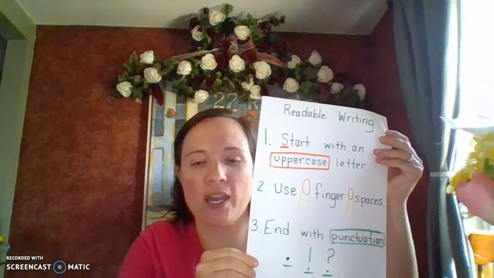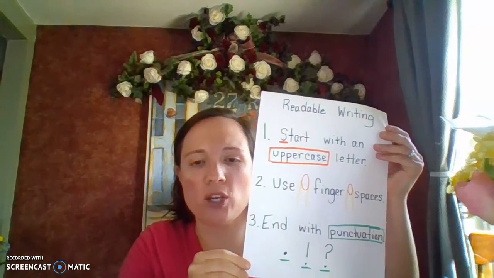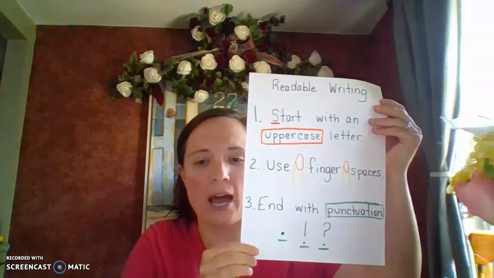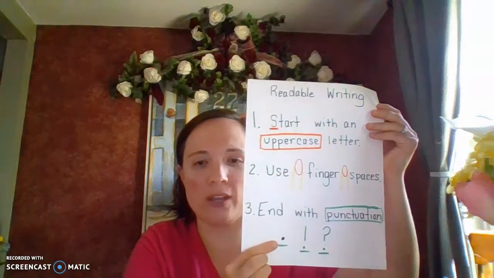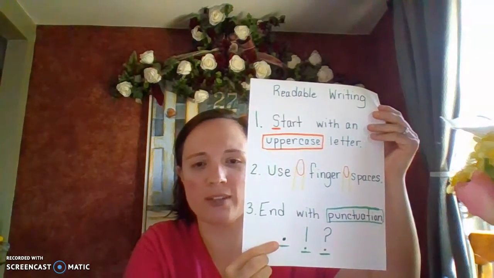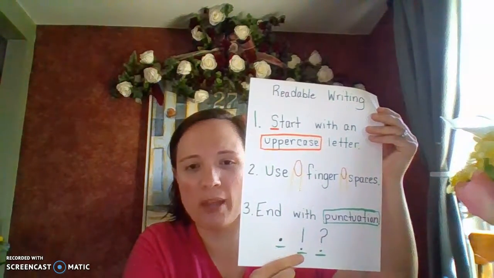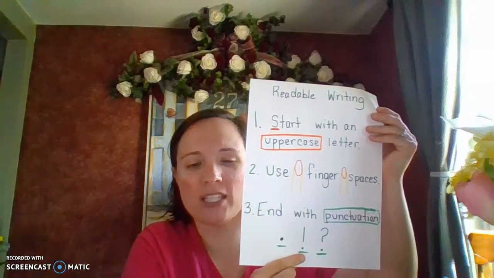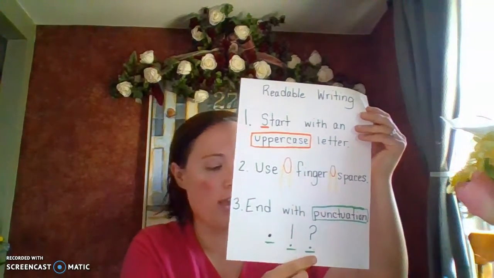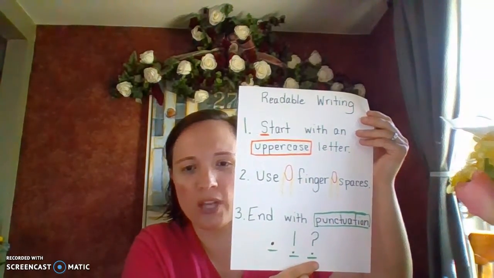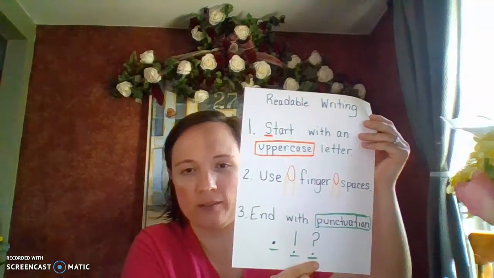And number three, end with a punctuation. Now I have some examples on the bottom. So I have a period that goes at the end of a statement, an exclamation point, that's if you want to say something exciting, and a question mark that goes at the end of a question.